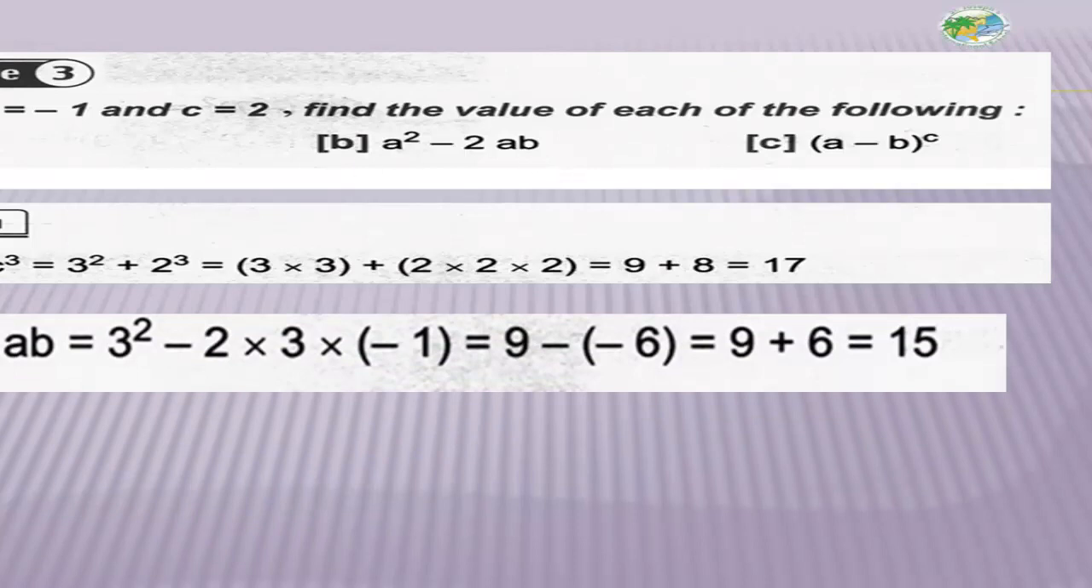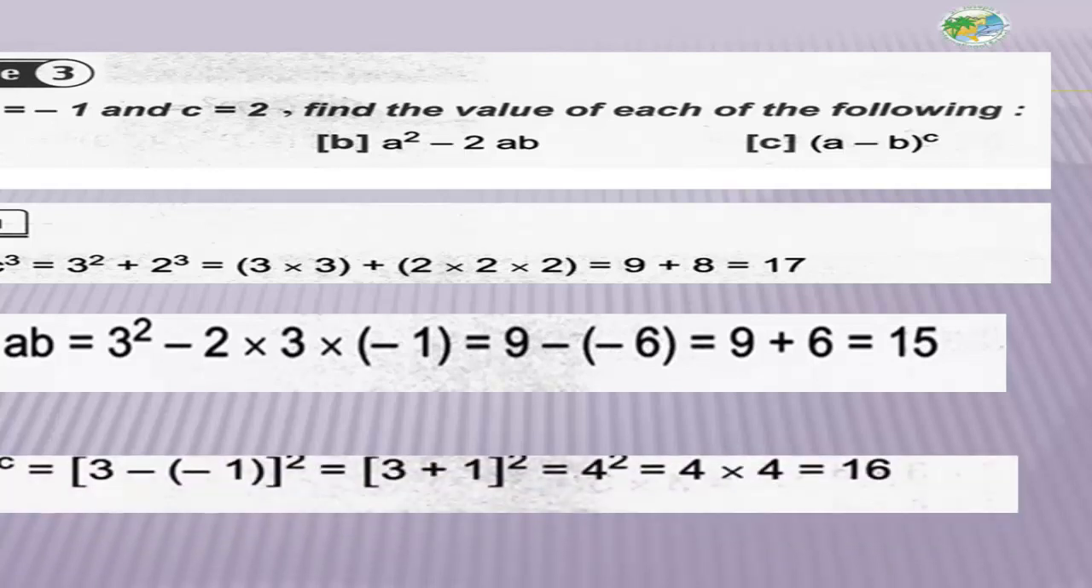Okay, A power 2 minus 2 times A times B. We replace A by 3. 3 power 2 minus 2 times 3 times B, negative 1. Then 3 power 2 equals 9, minus, and then we do the multiplication. 2 times 3 is 6, 6 times negative 1 is negative 6, and we have a minus. I said before, if we have a difference bracket, we change it into plus. Okay, so 9 plus 6 equals 15.